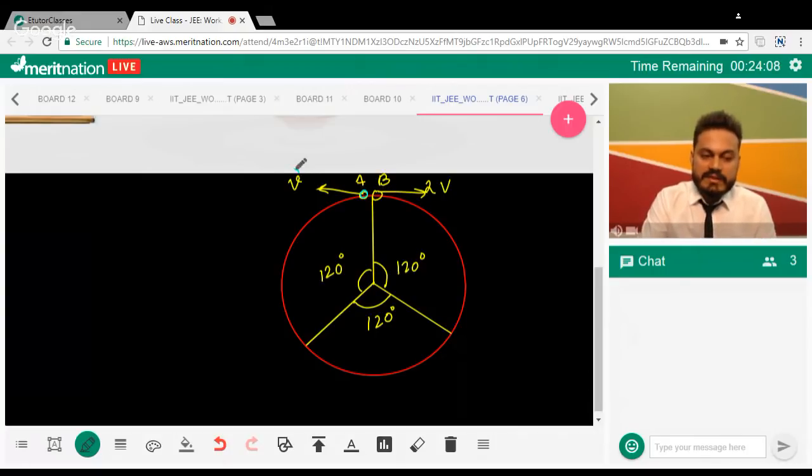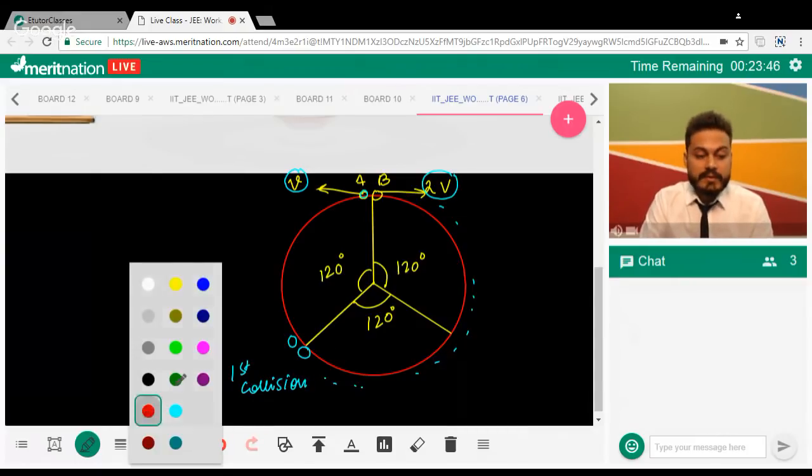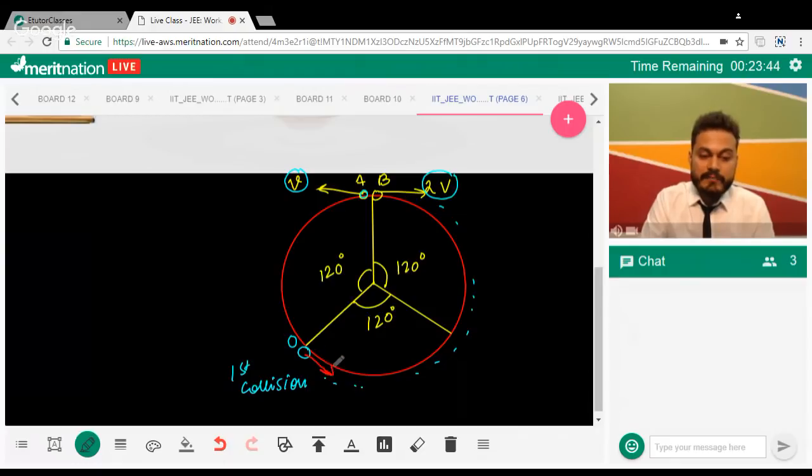Okay. So if the velocity here is v and the velocity here is 2v, what is going to happen? B will travel a distance twice that of A. So the first collision will occur here. What will happen after the collision? It will move back with a velocity v, because they are exchanging their velocities, and the other will move with a velocity 2v.